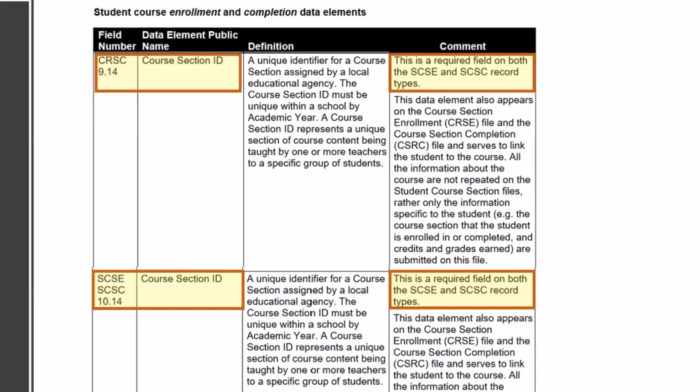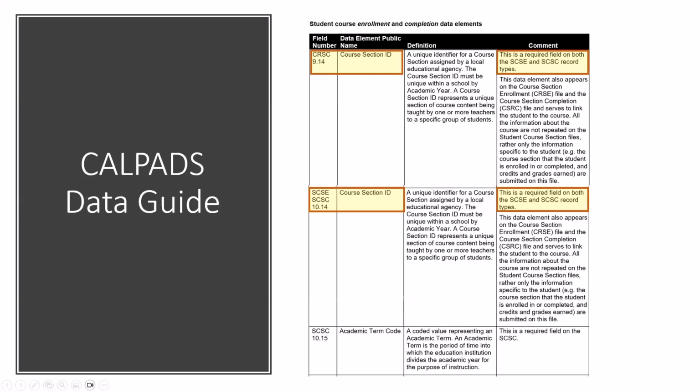So on the far right column under the comments, you see more information. And the same comment is in both file type sections. This is a required field in both the student course section enrollment and the student course completion record. So it's telling you that this course section ID from a course is going to be required in the student course completion record, right? And there's other information that's not necessarily pertinent to this error, so we'll just move along.